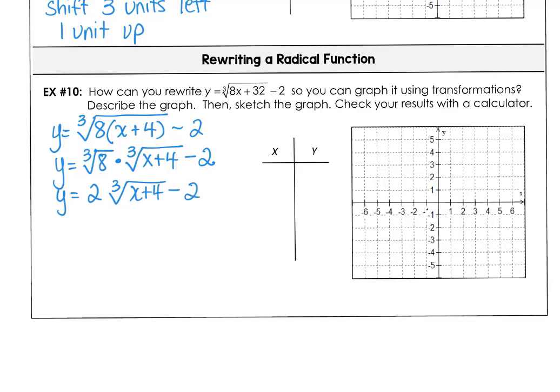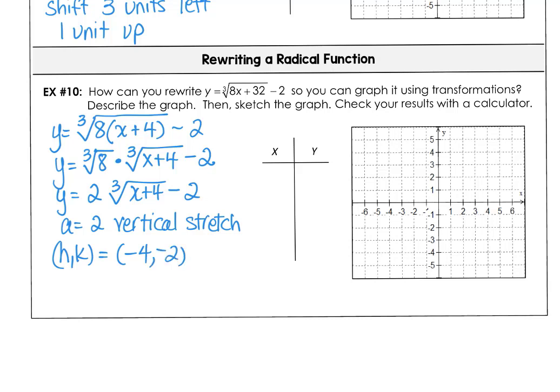And that way we can use this simplified version as a way to graph the translation in a quicker, faster, easier method. So we already know that the cube root looks like that S curve, and here we have an A factor of 2 now, which is a stretch. This is a vertical stretch. And we also know that our H and our K is going to be negative 4 and negative 2. So that's a movement 4 units to the left and 2 units down.